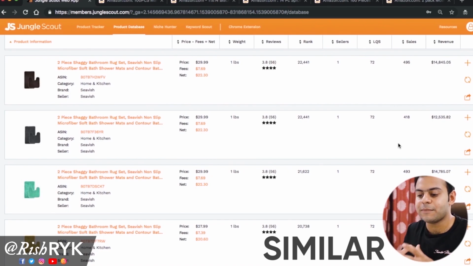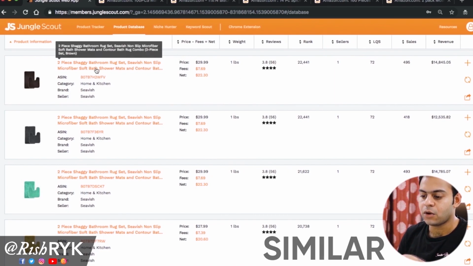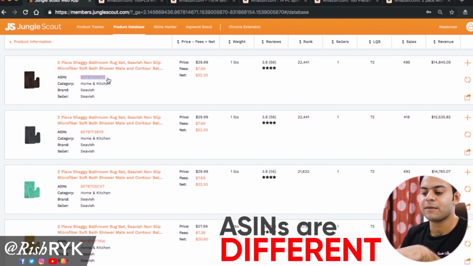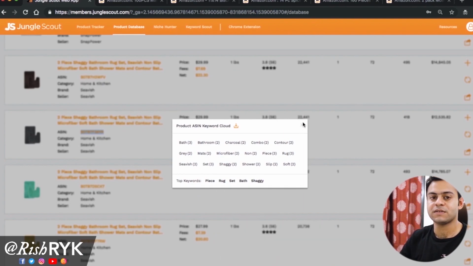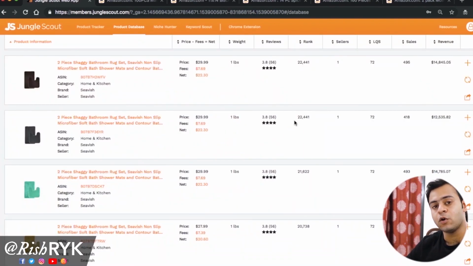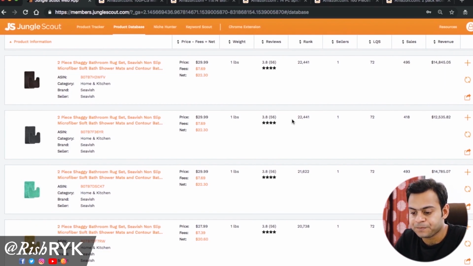These are all similar products, but if you observe closely, the ASINs are different. That means that these are actually very different products, right? They're different products. They're not the same products just listed repetitively over here. And again, the seller is the same. All the products have a similar rank. All right, I believe these are variations.